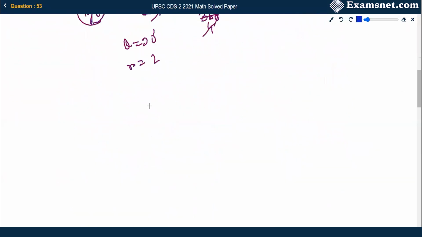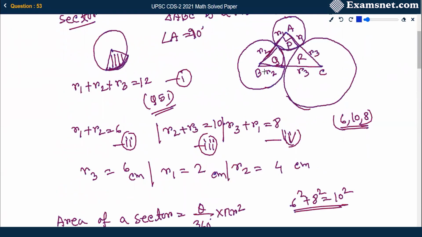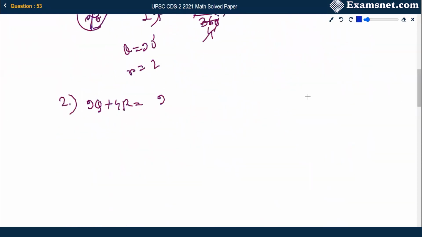Now let me check the second statement. Here it's given 9Q plus 4R. So 9Q is the area of the sector of the circle whose center is B. Now we don't know the value of the angles at B and C, correct? So we can assume them as theta 1 and theta 2. But obviously the sum of theta 1 and theta 2 will be 90 degree, because of the angle sum property. If one angle is 90 degree, then the sum of the other two angles will be 90 degree, correct?